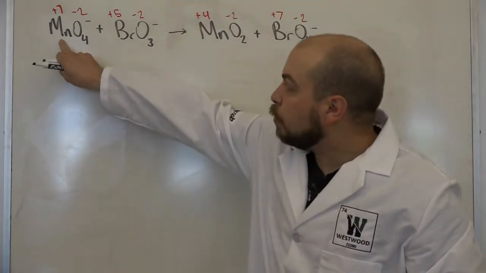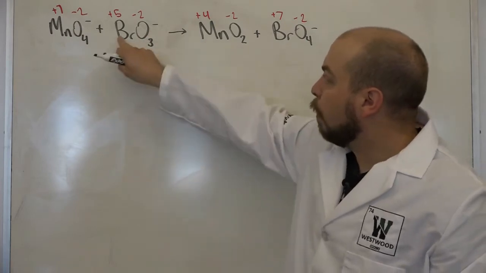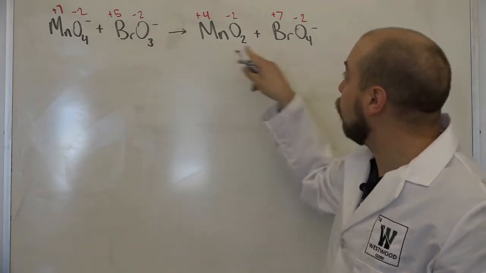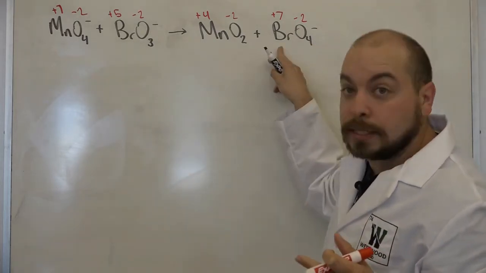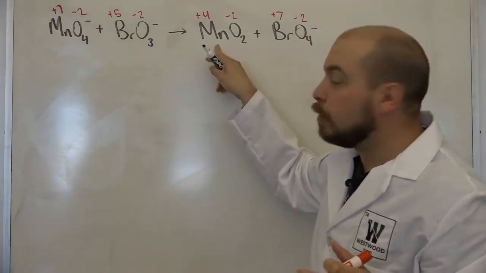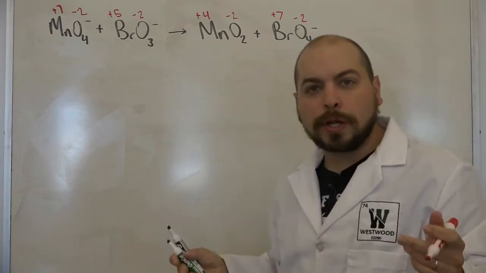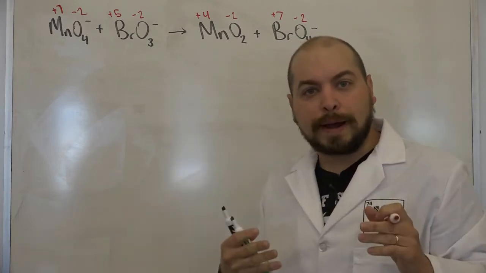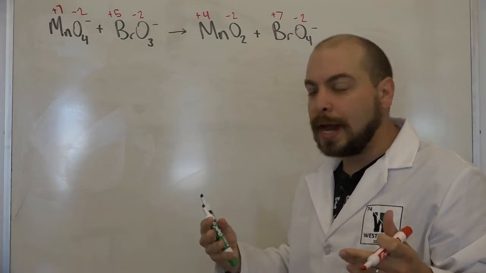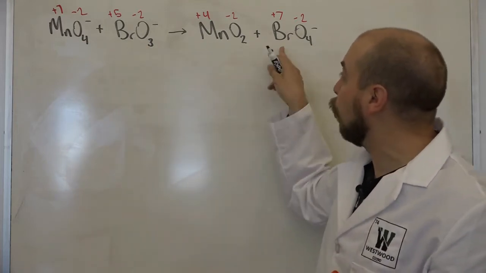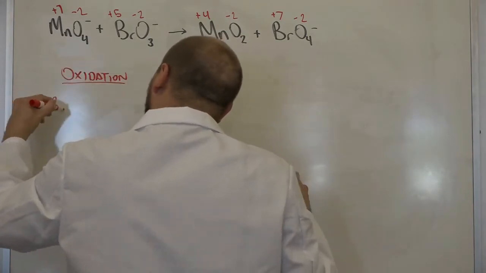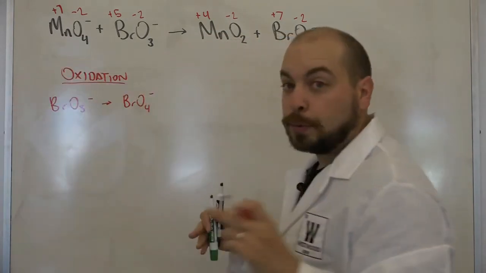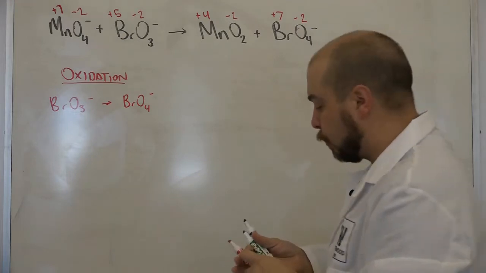So manganese went from +7 to +4. Bromine went from +5 to +7. So when you're talking about oxidation, bromine was oxidized, manganese was reduced. So we're going to go ahead and write our reduction and oxidation half reactions. The oxidation half reaction is going to be the reaction with the bromine, all right? And the reduction with the manganese.